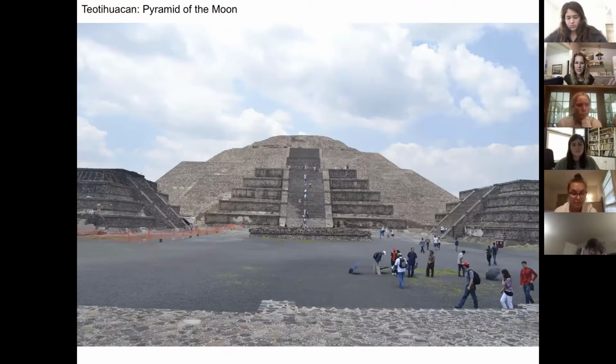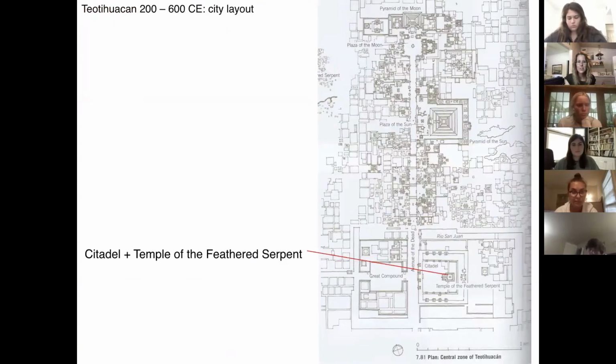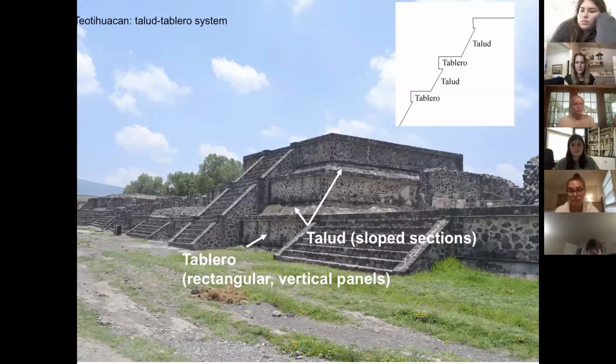Okay, so you get the idea. We'll move on to the citadel and the temple of the feathered serpent, which is now in the lower region of the complex. Here we can dig in just a little bit to another pair of architectural terms. So what we're seeing here in these smaller pyramids is the tablero talud archetype, basically. So the tablero, as you can see from this, is the flat-sided front of these pyramids.